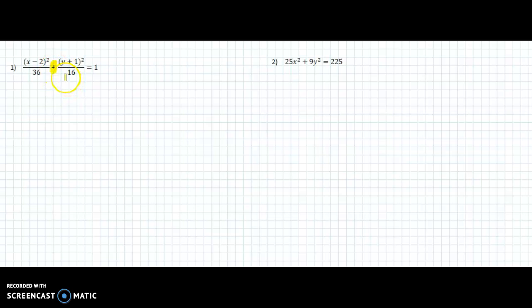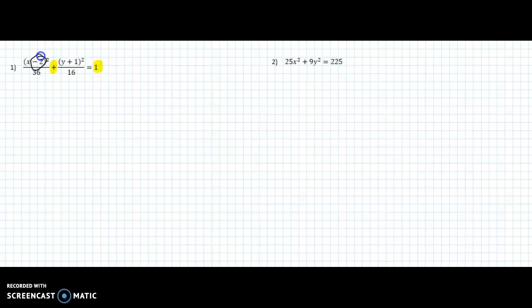And then it can be written in this form where there's a fraction somewhere, at least one of the denominators is not 1, and then it's equal to 1. So if we have the plus sign, it's equal to 1, and then we're dividing by a different number on both denominators, then we have an ellipse. Okay, so there's a lot of things we can take from this.